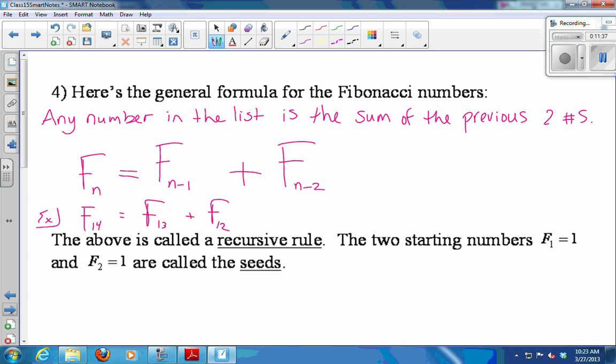So this is called a recursive rule. And in order to use a recursive rule, you need to have something to start with. If I want to calculate, say, F sub 3, I need F sub 2 and F sub 1. And if there's no F sub 0, since F sub 1 is the first number in the list, I have nothing to build it from. So I need two foundations, or seeds. I have to give you the first two numbers in order to use this rule. They're called the seeds, and they are 1 and 1.